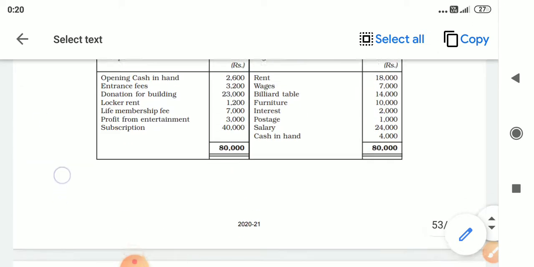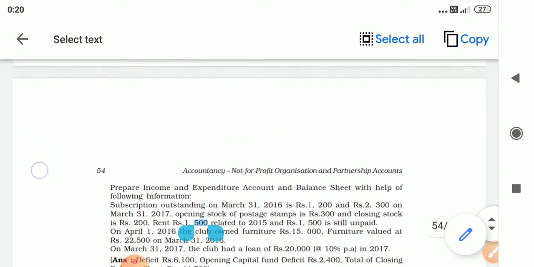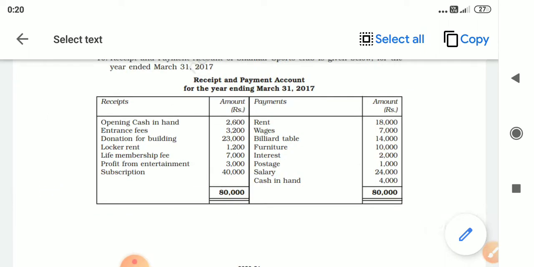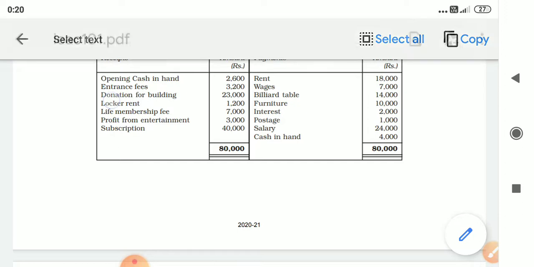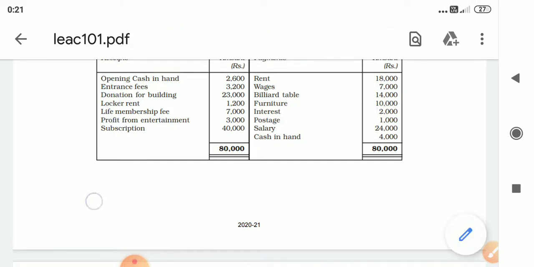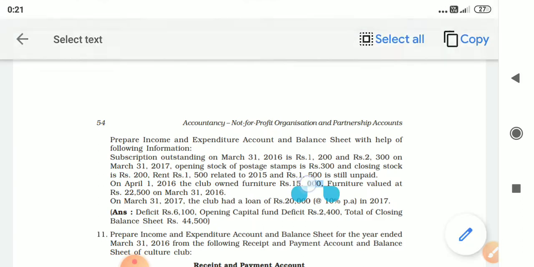Next, wages. We don't have any wages here. So wages will appear in expense. Then billiards table is an asset. Closing balance sheet, asset side. Furniture, it's an asset. Do we have any furniture sold? No. But we have furniture purchased 10,000. And we have opening and closing balances of furniture also. So you can prepare furniture account the way you prepared book account and furniture account of previous sum. Opening balance will come in the debit side. Closing balance will come in the credit side.